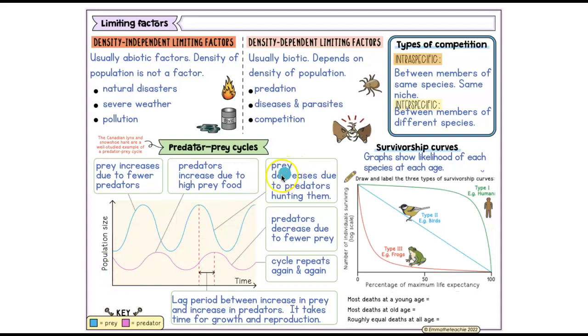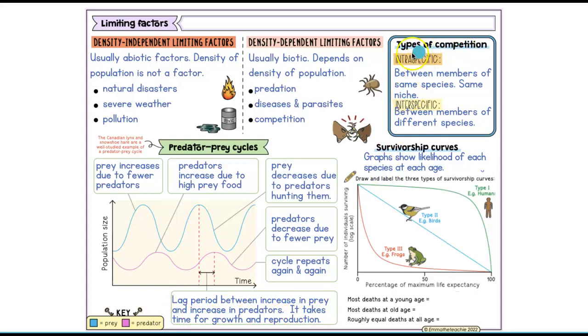And then over here we have the prey, which is decreasing due to predators hunting them. And so then the predators decrease due to fewer prey. And the cycle repeats again and again. And in between here, we have a lag period between the increase in prey and the increase in predators. It takes time for growth and reproduction.